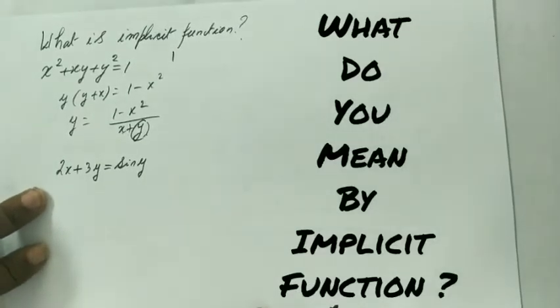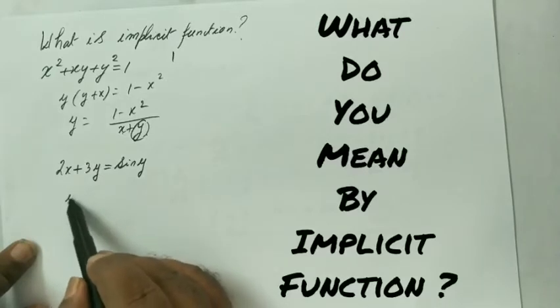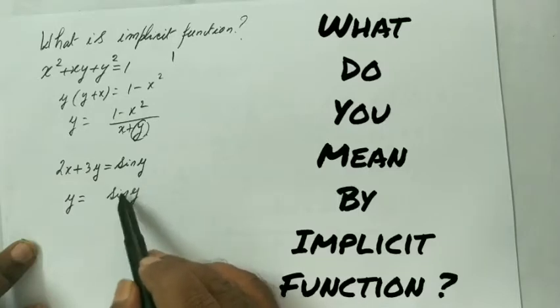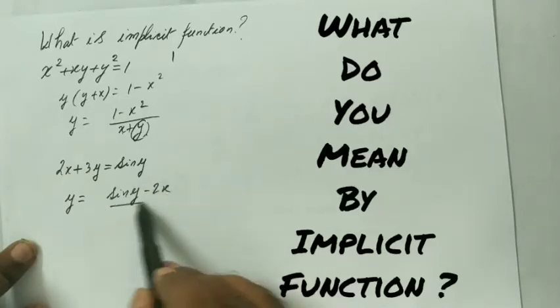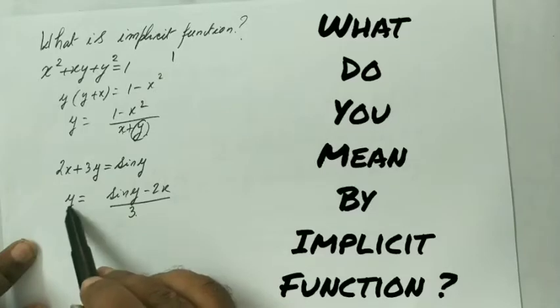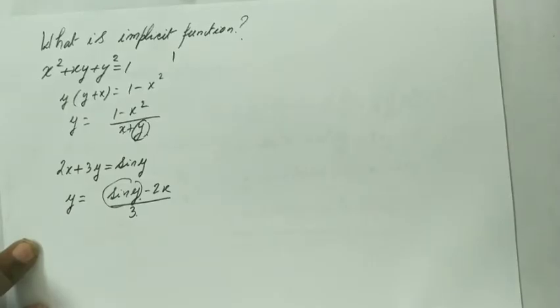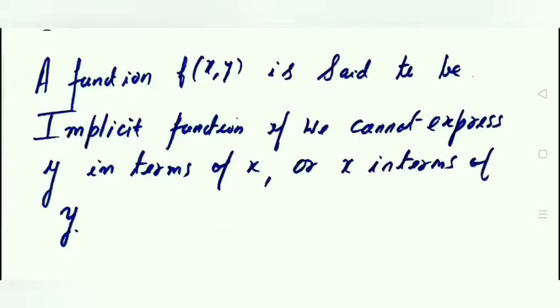I'll take another example. Is it possible to express y in terms of x? It is not possible. If I try to do it, I cannot express y entirely in terms of x because this y is here. So what is an implicit function? A function containing x and y is said to be implicit if we cannot express y in terms of x or vice versa, that is x in terms of y, like the examples.